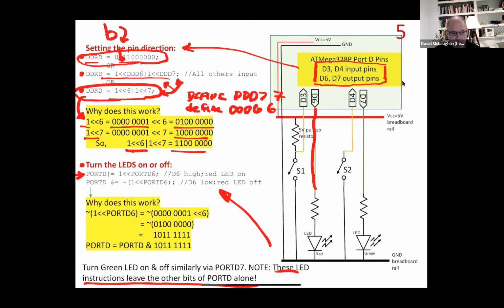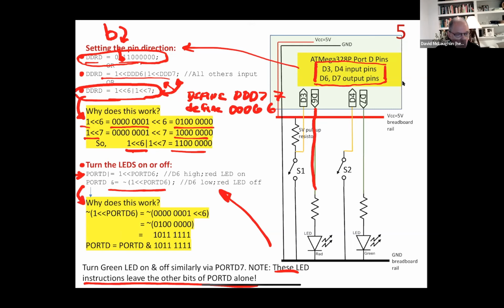How do we turn the LED off? Well, we use this nasty bit here. That turns off the red LED. Now let's unpack that to see why that causes the red LED to go off, and it leaves all the rest of the bits in that byte untouched. The red LED is pin D6, so in register PORTD, we have to set bit 6 to 0. So let's break this down.